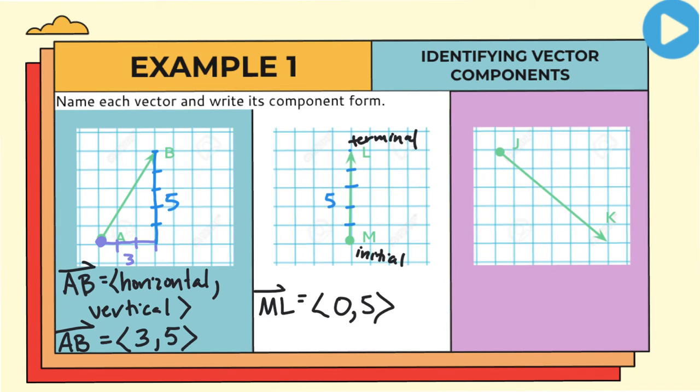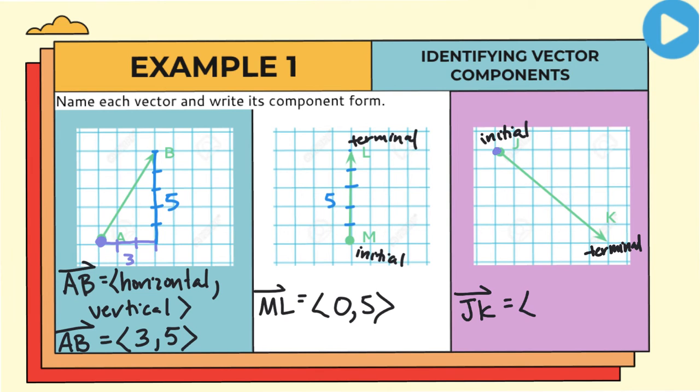And then finally, let's take a look at this last one. In this last one, notice that the initial point is up here on the left, and the terminal point is down on the right. We have to always start moving from the initial point. Oh, we forgot to name it. So we're going to name this JK. And we're going to start moving from the initial point.